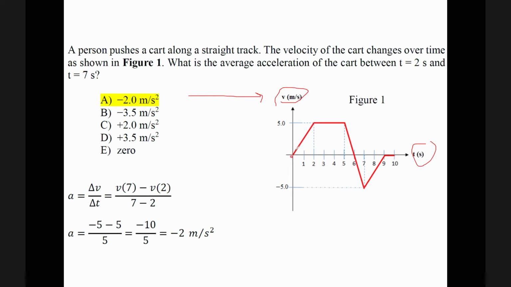What does this curve mean? The velocity increased from t equals 0 to t equals 2 up to 5. Then it stayed constant from t equals 2 to t equals 5, for about another 3 seconds.